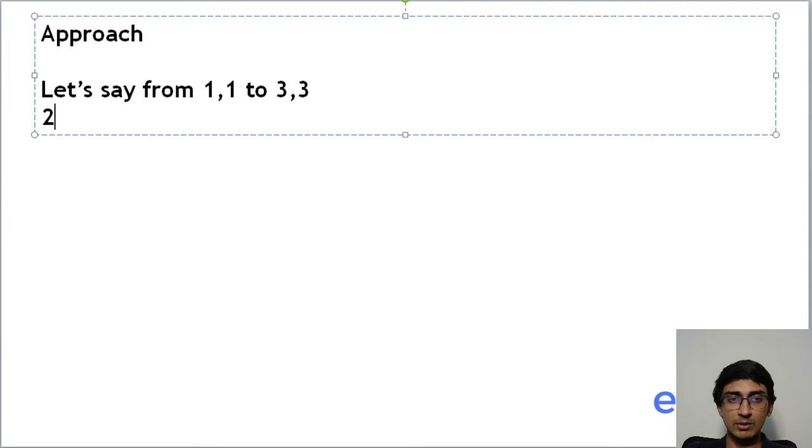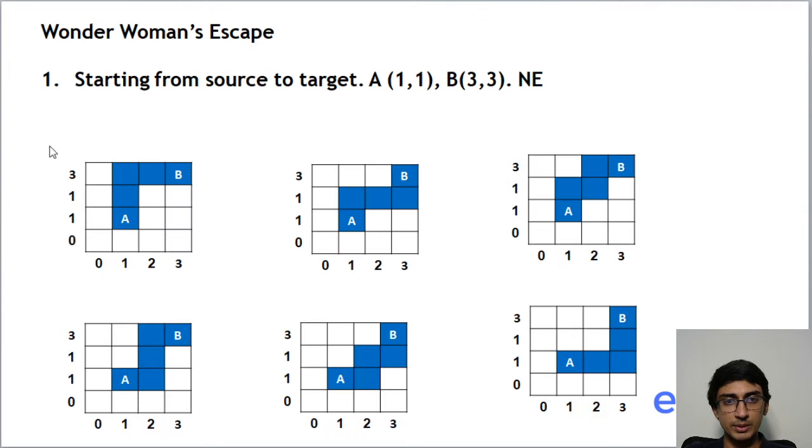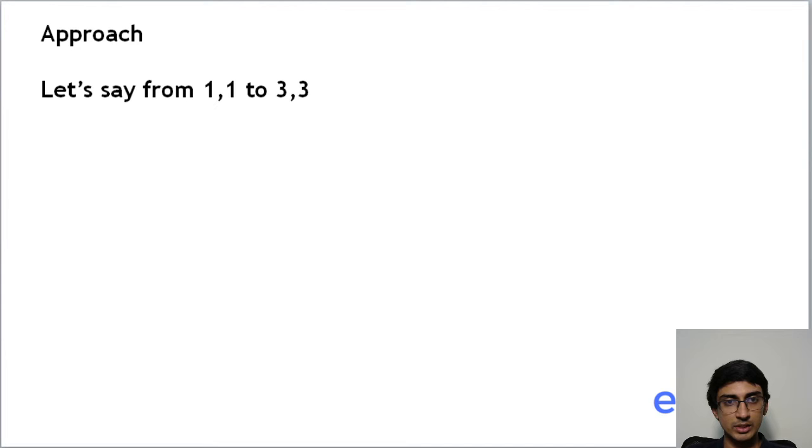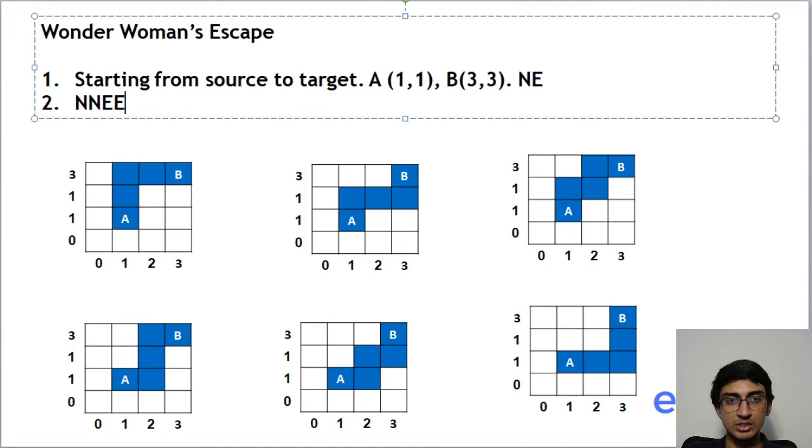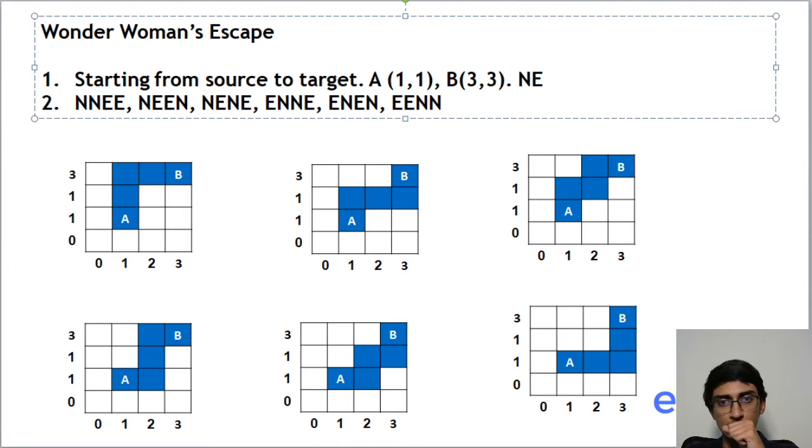What you really need to do is, let's say I want to go from 1, 1 to 3, 3. Let's list down all of the possibilities. We have north, north, east, east. Then in the second one, I went north, east, east, north. In the third one, I went north, east, north, east. In the fourth one, I went east, north, north, east. In the fifth one, I went east, north, east, north. In the sixth one, I went east, east, north, north. So these are all the possibilities.